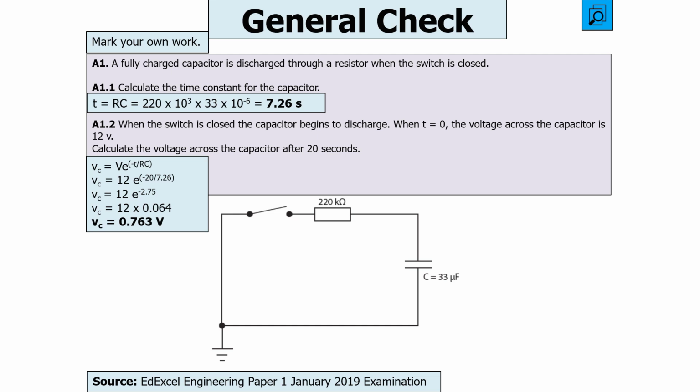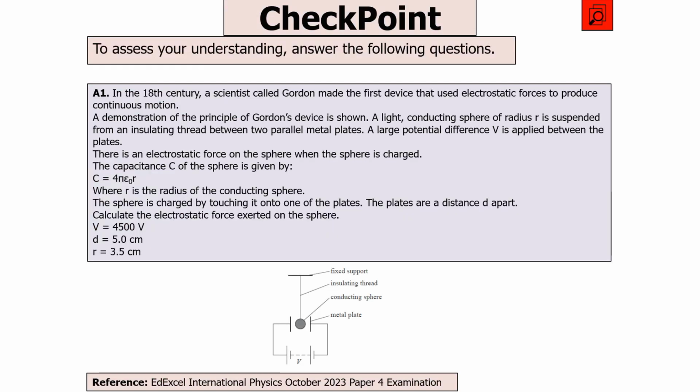We know that V0 is the EMF or the power source voltage, so therefore that is going to be 12, because V0 is the maximum possible voltage the capacitor could have. So you pop in all the values. T is 20 seconds, so you get 0.763 volts.